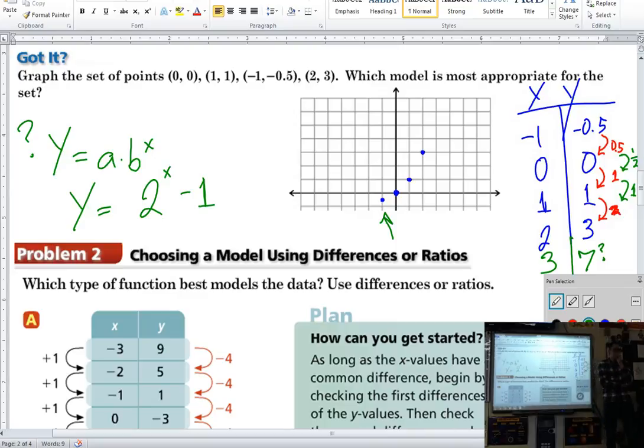So hold on. What happens to a number to the 0 power? It's 1. But when I have the input of 0, I don't have 1, I have 0.